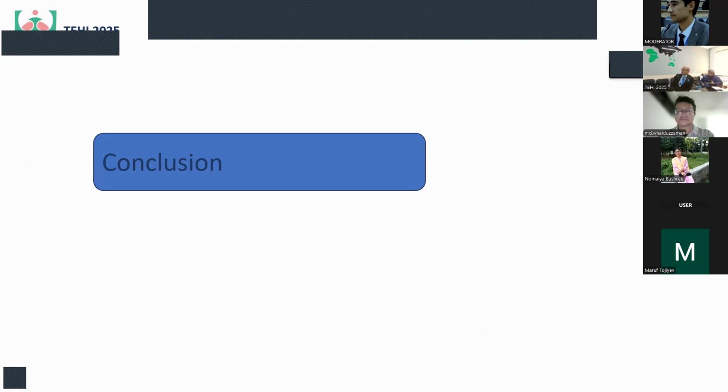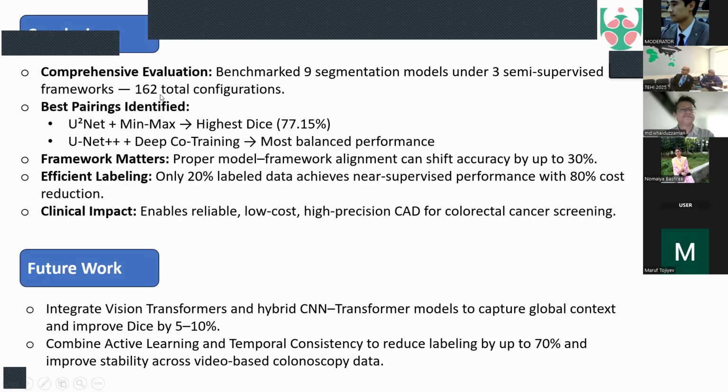Now I'm at the end of our presentation, and to conclude, we can say that we have used 9 benchmark segmentation models under 3 semi-supervised approaches. The best pairing is USCoreNet along with min-max similarity, which gets the highest Dice, and UNet++ with the deep co-training architecture has the most balanced performance. Proper model-framework alignment can shift accuracy by up to 30%. Only 20% labeled data achieves near supervised performance with 80% cost reduction, and the clinical impact is very important. It enables reliable, low cost, high precision computer-aided diagnosis for colorectal cancer screening.